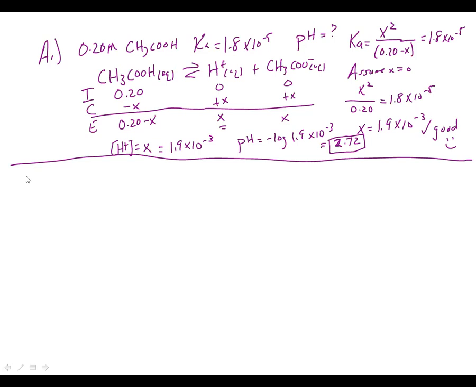Now, in part B, we have a solution that contains 0.2 molar acetic acid. And it also contains, that was 0.3 molar, I believe, 0.3 molar sodium acetate.